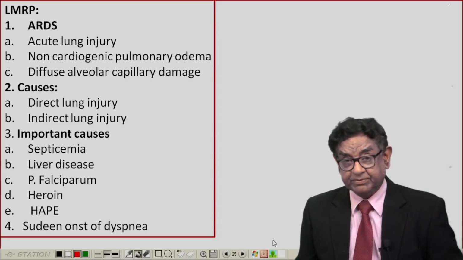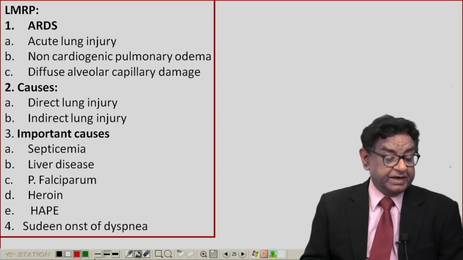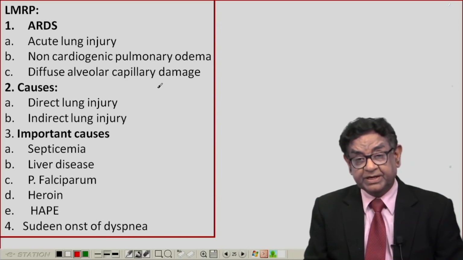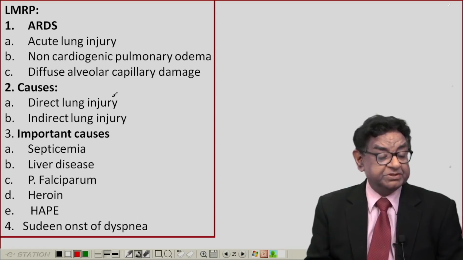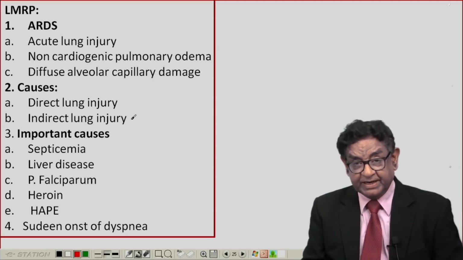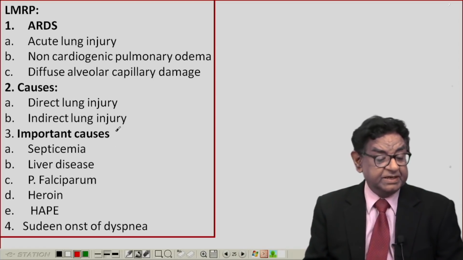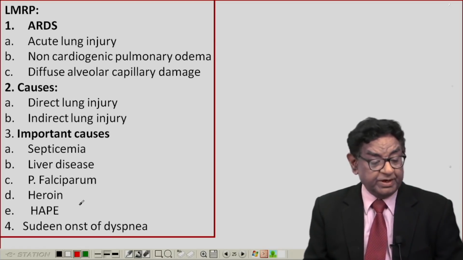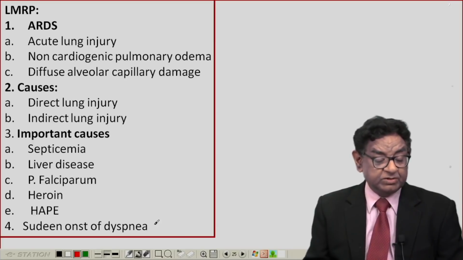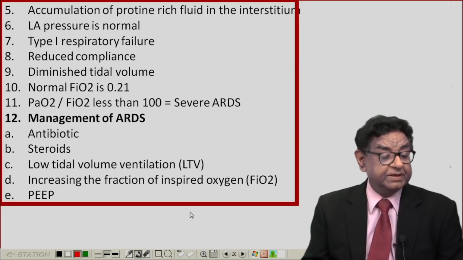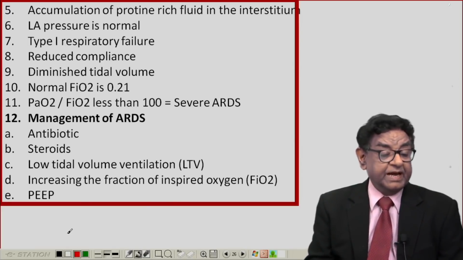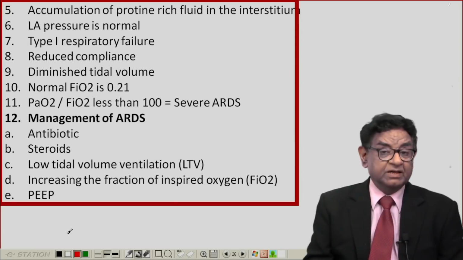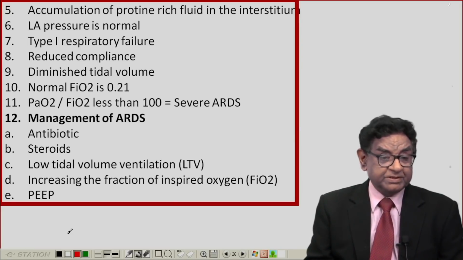Well, a quick recap, the last minute revision points. ARDS is also known as acute lung injury, non-cardiogenic pulmonary edema, diffuse alveolar capillary damage, caused by direct lung injury or indirect lung injury, which is systemic illness. Important causes include septicemia, liver disease, Plasmodium falciparum, heroin, and sudden onset of dyspnea is the main feature. And there is accumulation of protein-rich fluid in the interstitium. LA pressure is normal, that is, pulmonary capillary wedge pressure is normal.